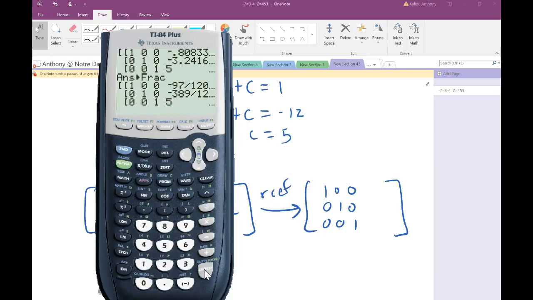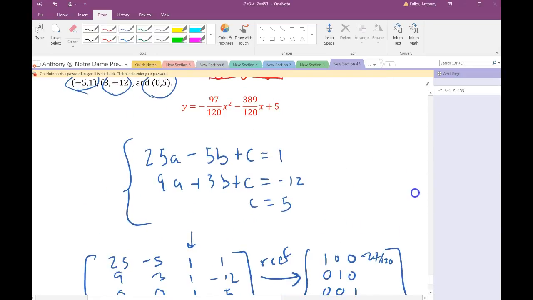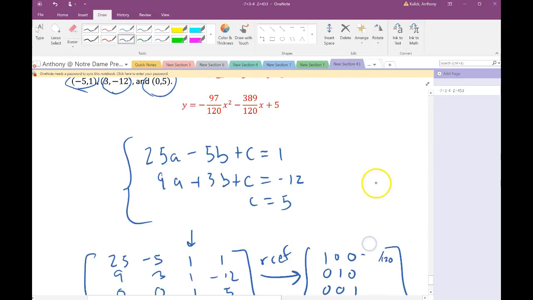So if I do that, it gives me, as fractions, 97 over 120, negative 389 over 120, and 5. Right, that's what it said there.